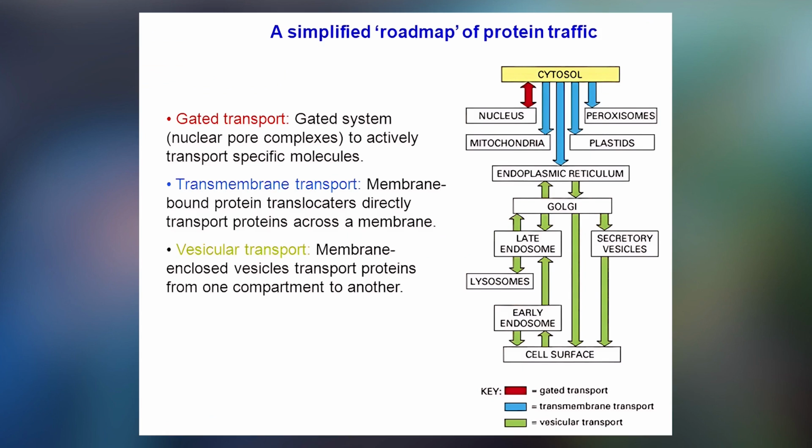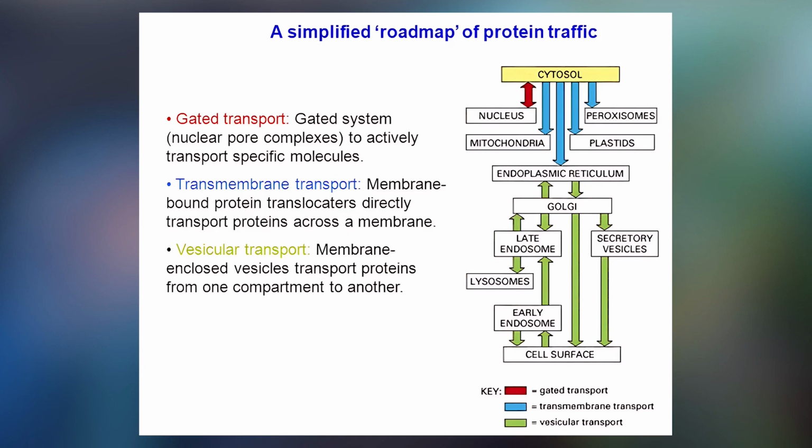We talked about the gated transport, which moves proteins through the nuclear pore complexes into the nucleus. We talked about transmembrane transport, which moves proteins in an unfolded state across both of the double membrane systems surrounding mitochondria and also chloroplasts. And we talked about vesicular transport, which allows vesicles containing proteins and other materials to bud off and move from one compartment to another and then fuse and dump out their cargo. And each of those different mechanisms of protein transport has its own associated proteins and complexes and machinery.